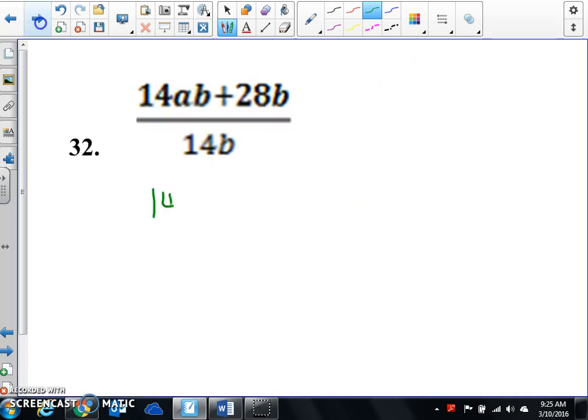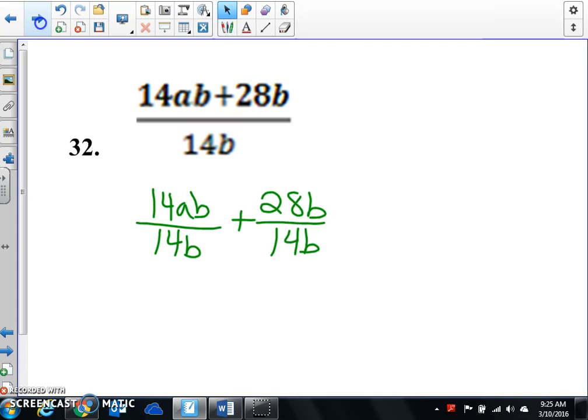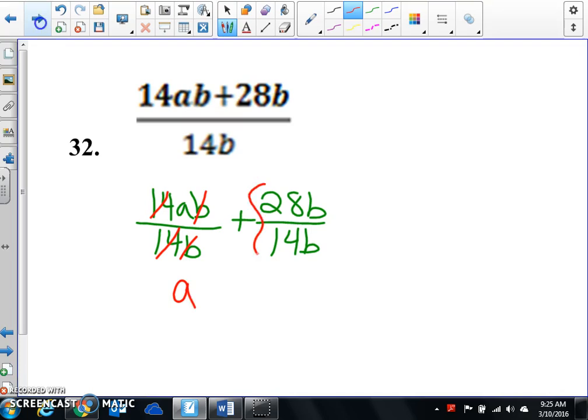All right, so this is 14ab over 14b plus 28b over 14b. 14's cancel, the b's cancel, leaving me with a plus 28 divided by 14 is 2, and then my b's cancel.